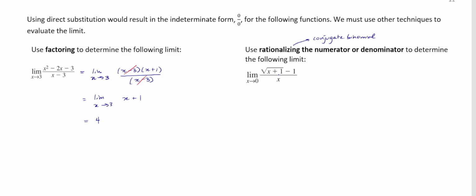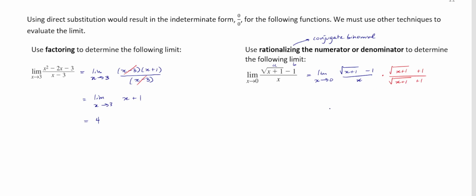So if I look right here, this is my binomial. This will be my a, that's my b, so a minus b. So the conjugate binomial, so I'm going to take this limit again, the square root of x plus 1 minus 1 all over x, and I'm going to multiply by its conjugate binomial, which is the square root of x plus 1 all over the square root of x plus 1 plus 1.